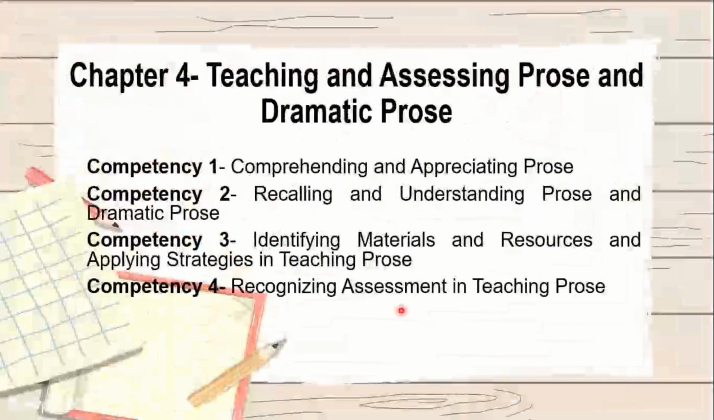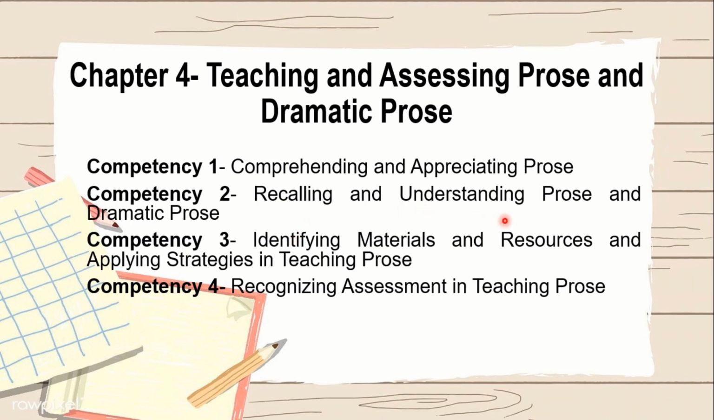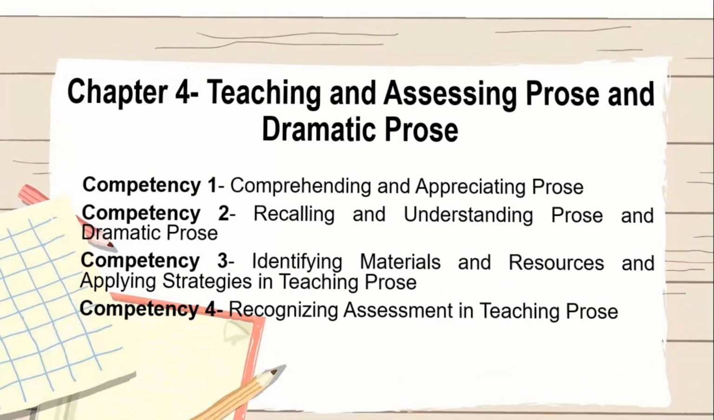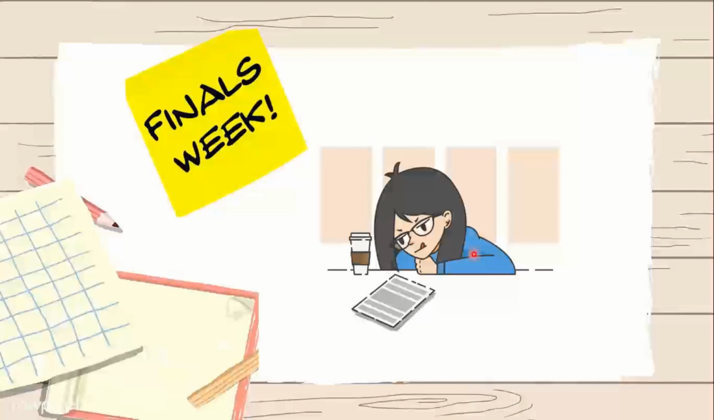And last, chapter 4, we have teaching and assessing prose and dramatic prose. In competency 1, we have comprehending and appreciating prose, recalling and understanding prose and dramatic prose. Competency 3, identifying materials and resources and applying strategies in teaching prose. And the last competency is recognizing assessment in teaching prose. After chapter 3 and chapter 4, you will be having your finals week, so you will have your final examination.